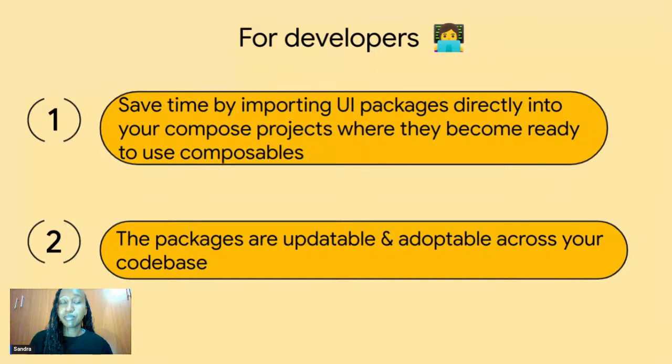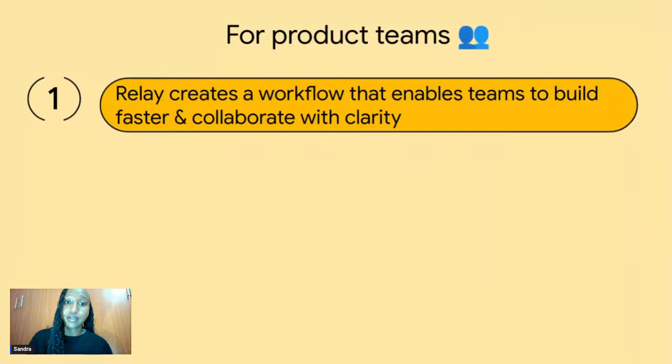Let's say you're working on a product that is growing and they need to change some aspects of it. The designers can change the aspects in Figma and the developers can just update the packages, and the packages are going to be converted to updated code. And for product teams, Relay creates a workflow that enables teams to build faster and collaborate with clarity.